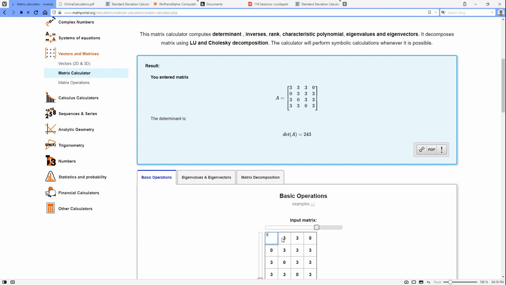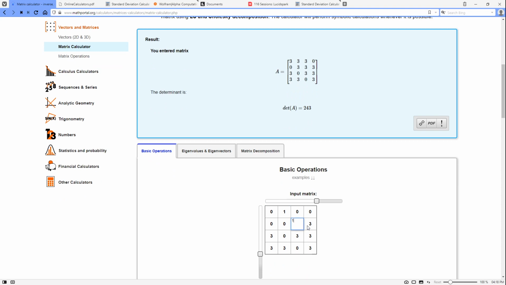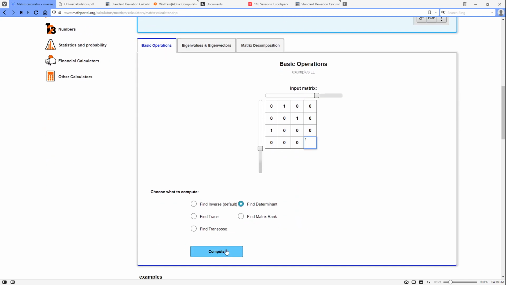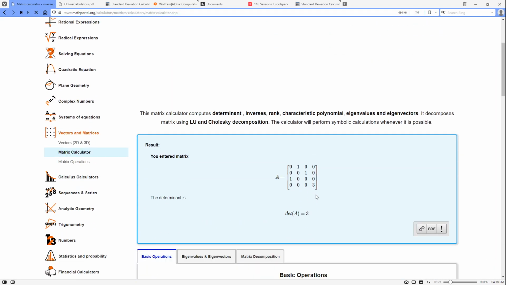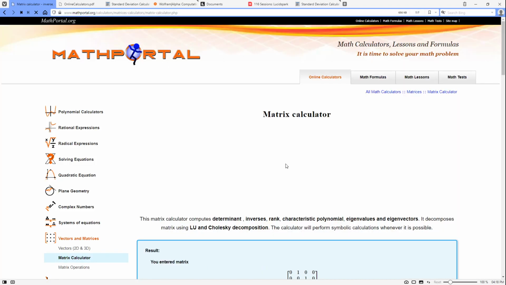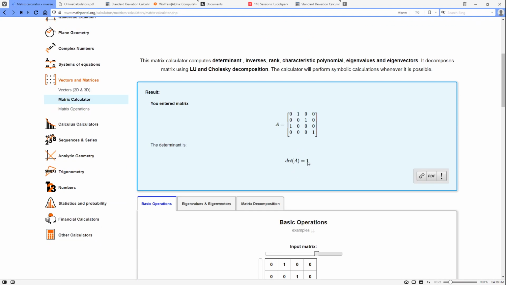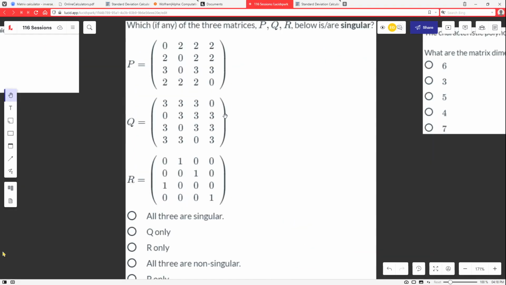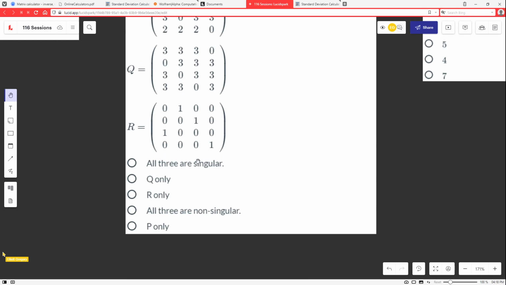And the next one: 1, 0, 0, 0, 0, 1, 0, 1, 0, 0, 0, and then 1. Find the determinant. That should be 1. Find the determinant of 1. So again, not singular. The only singular one is the first one, which is P. So this one is just P.